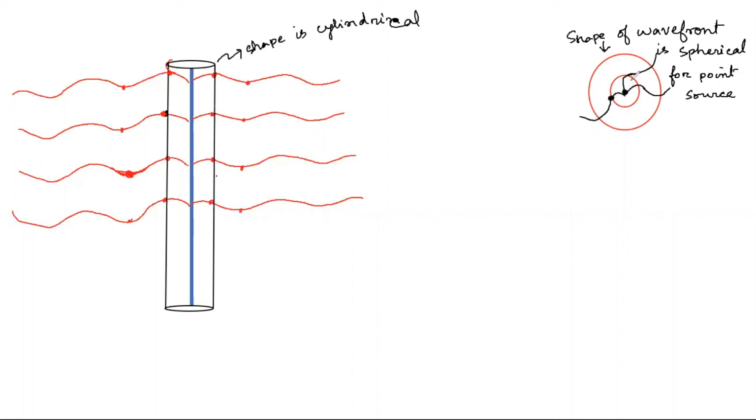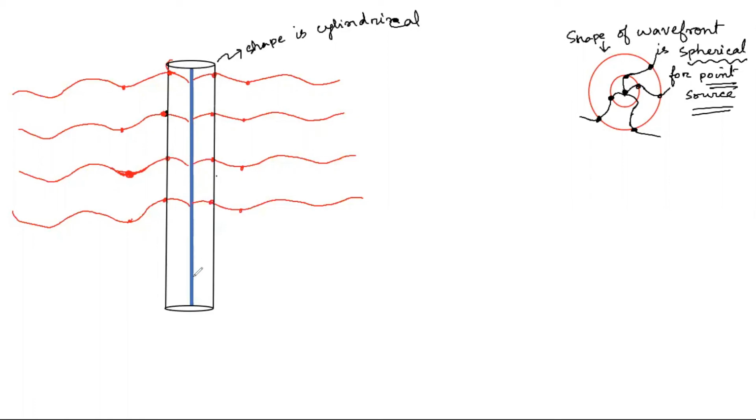Okay, so these are your crest points. When we join all these crest points, we are going to get our first wavefront. These are your first drops. When we join all these minimum displacements or drops, we are going to get our second wavefront, right? So remember this point, that for a point source, the shape of the wavefront is spherical.